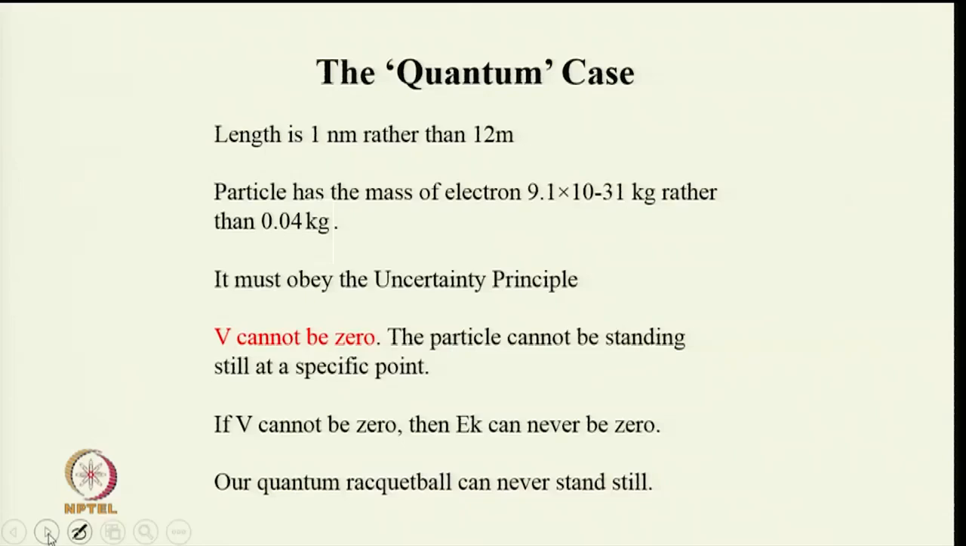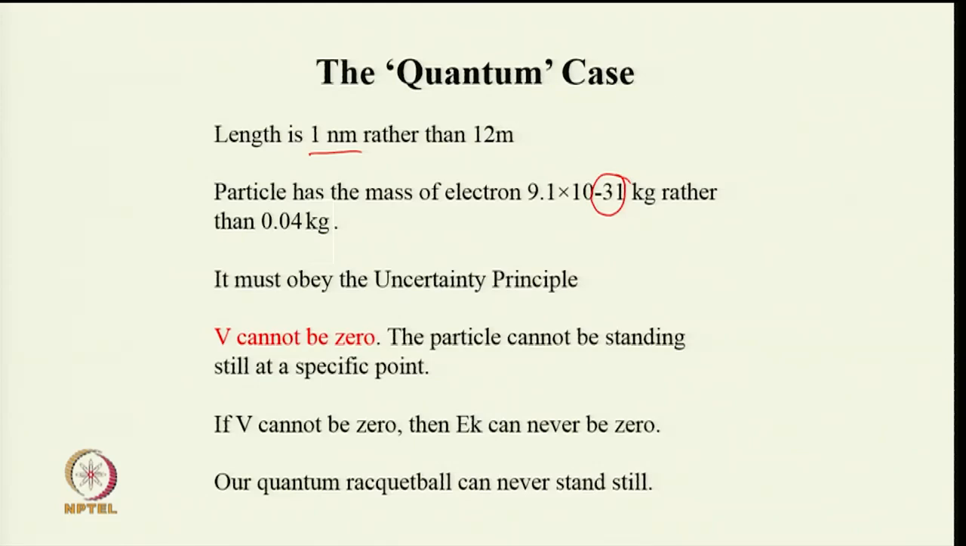In the quantum case, the length is not 12 meters; the length of the box is 1 nanometer, and the particle has the mass of an electron, which is very small, 9.1 × 10⁻³¹ kg, rather than 0.04 kg. So it must obey the uncertainty principle.